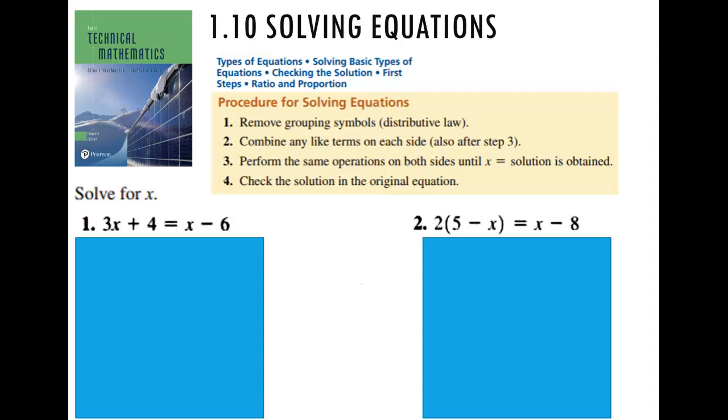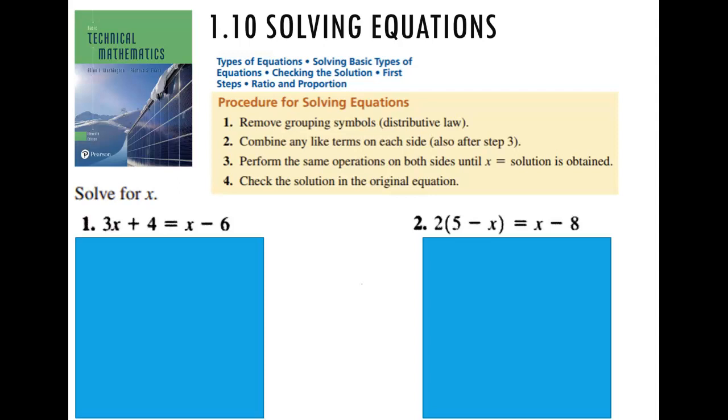Now in lesson 10, we're looking at solving equations. And we basically have 4 steps that are listed here. The main thing we want to do is get rid of parentheses first, so that's removing those grouping symbols. And then we want to combine like terms on each side, so we can kind of clear that up. And perform the same operation on both sides until we get x equals the solution.